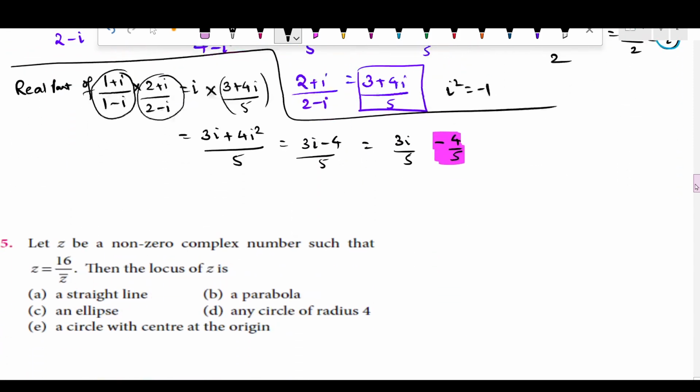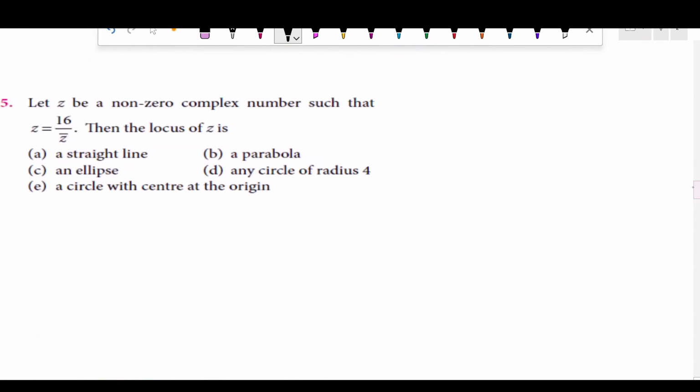I hope this question is clear to all of you. Now next, move on to the fifth question. Let z be a non-zero complex number such that z equals 16 over z conjugate. Then they are asking you to find the locus of z. So 5 options are given to you. Let us solve this.